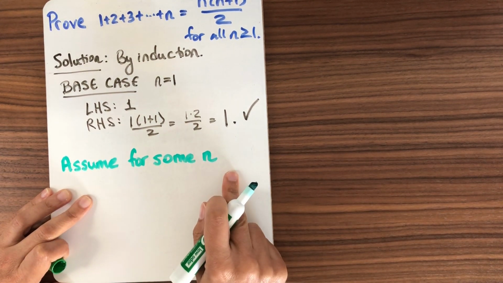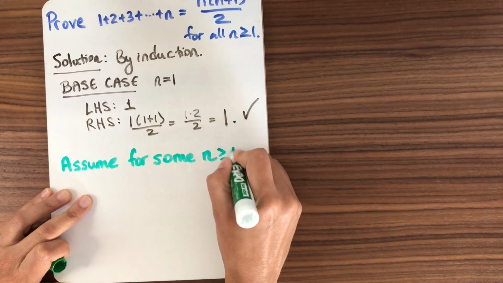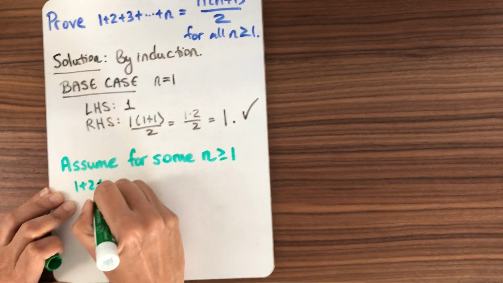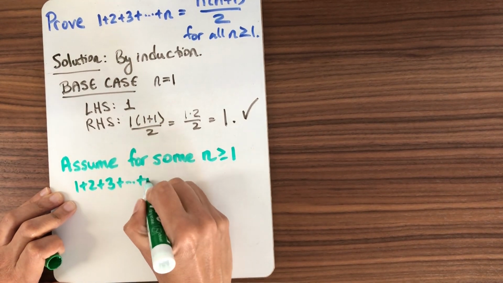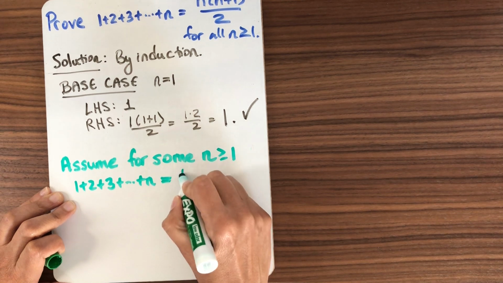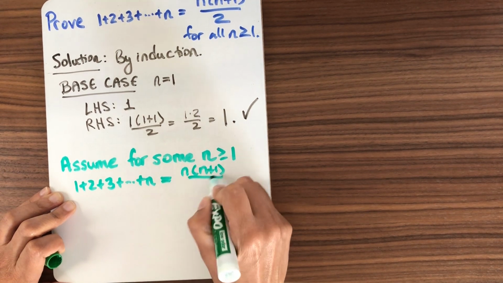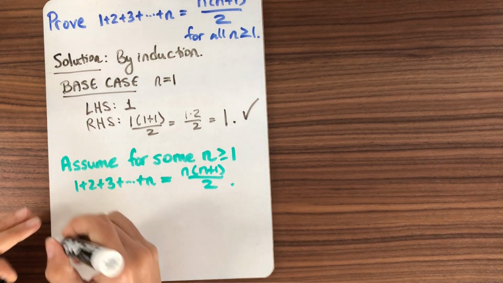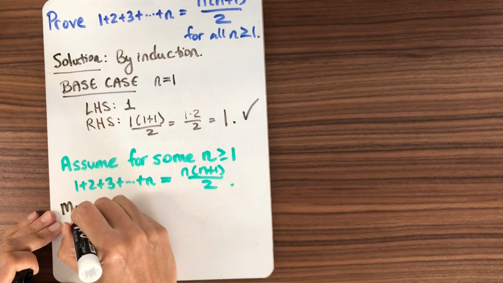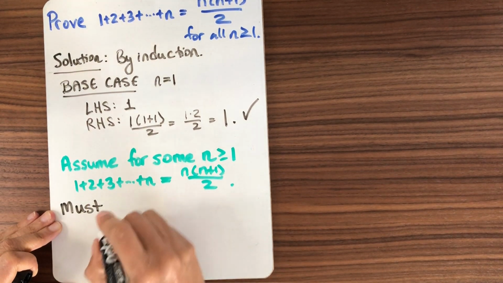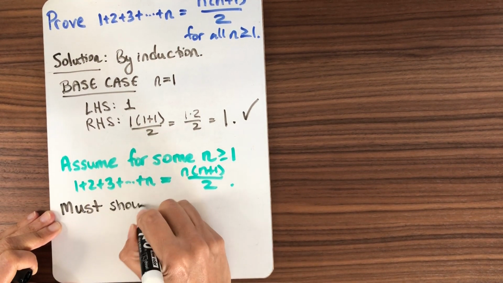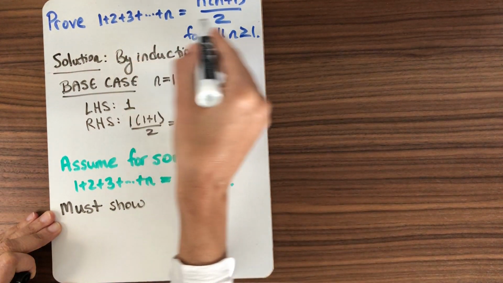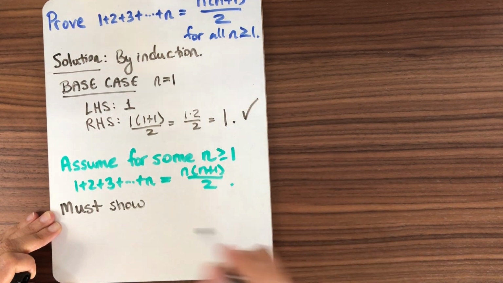But assume for some n that we don't know, and the n is at least 1, because that's where our induction starts. Suppose we have 1 plus 2 plus 3 plus ... plus n is actually equal to n times (n plus 1) divided by 2. That's what we're assuming is true. We need to show, and I like to write this down, especially the first few times you do induction, it's a great idea to just write down what you must show. We must show the statement is true for n plus 1.